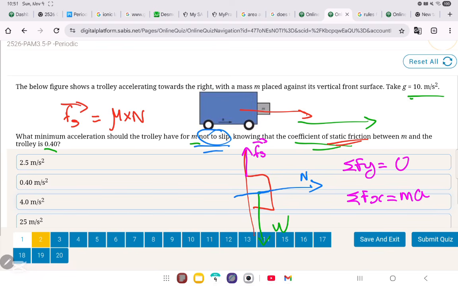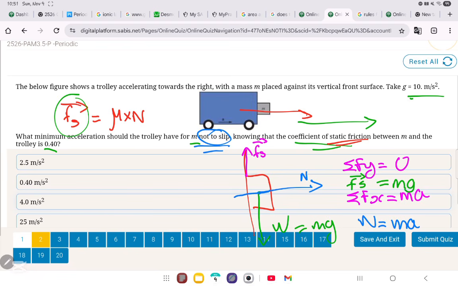So what does that mean? That means the normal N is equal to ma. Additionally, we know that sigma Fy is equal to 0. What does that mean? That means everything up equals everything down. So Fs is going to be equal to W, and W is equal to m times g, so Fs is equal to mg.